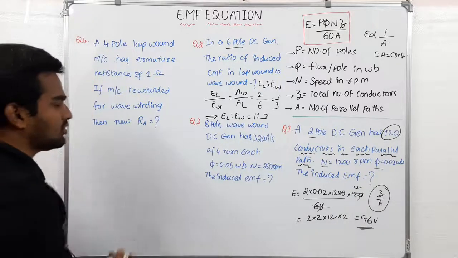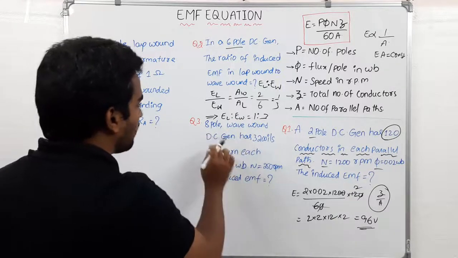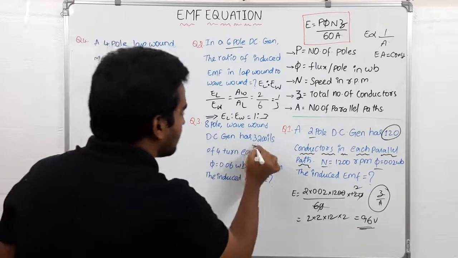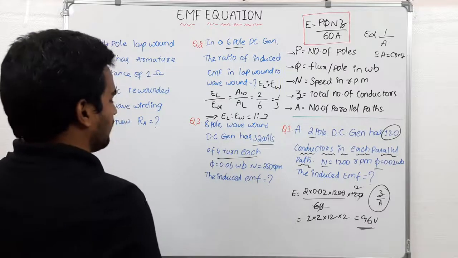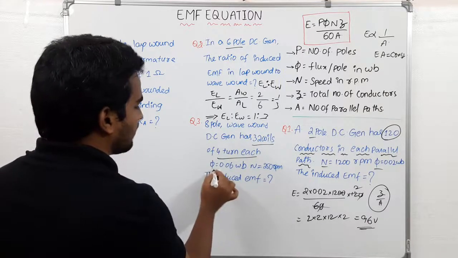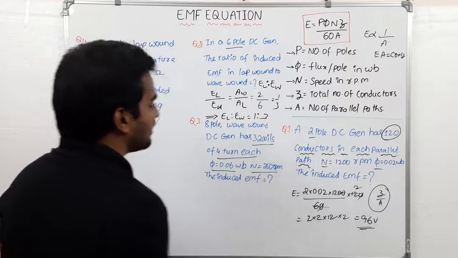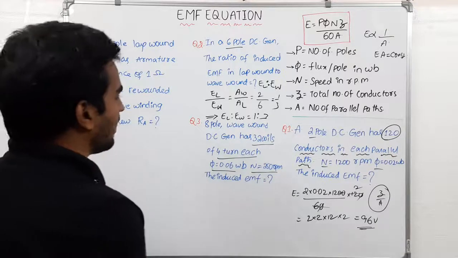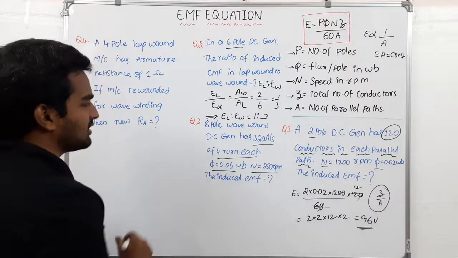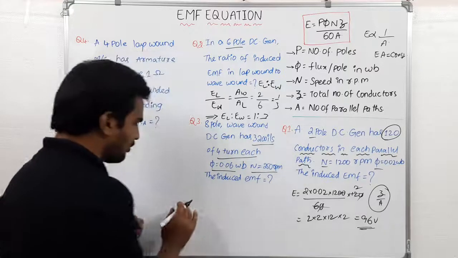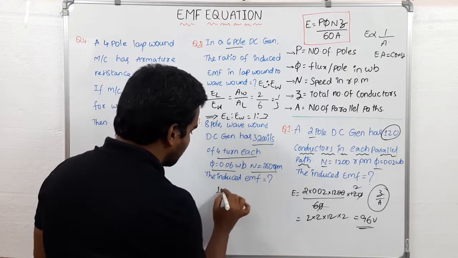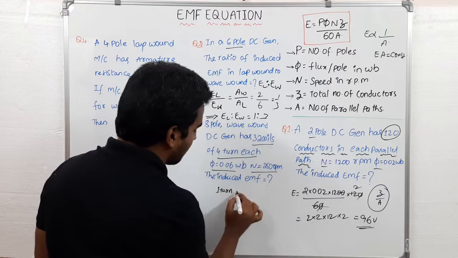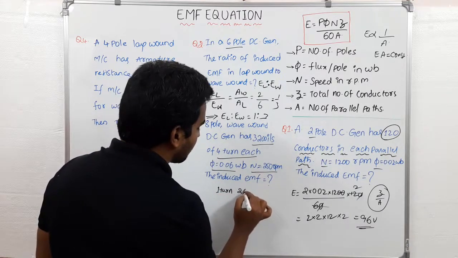Now let us come to question number 3. An 8-pole wave wound DC generator has 32 coils, 4 turns in each coil, phi is 0.06, and N is 250 rpm. This is a special case. If they don't mention it, we will consider that there is one turn and there are 2 conductors in each turn.